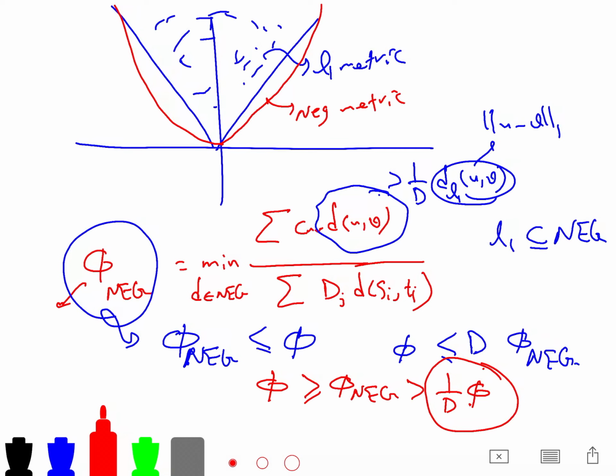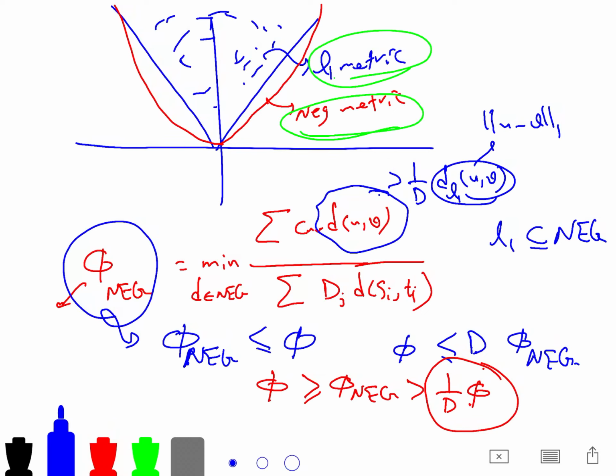And always think of it as relaxation, because if we want to do something on a space that is much easier to deal with. And the closest thing to this negative metric is just the L1 metric. And this is known as negative type distance.